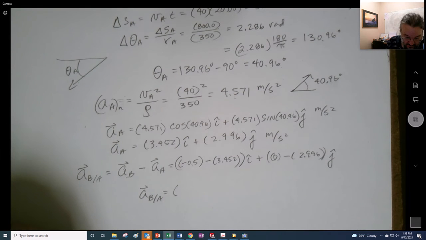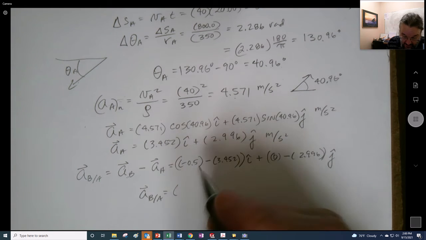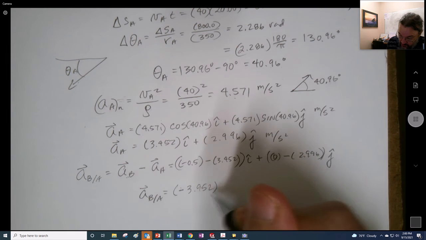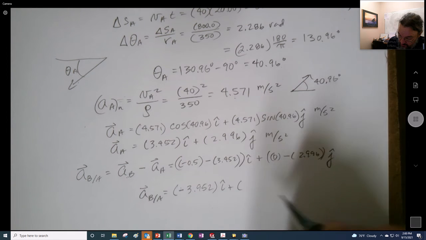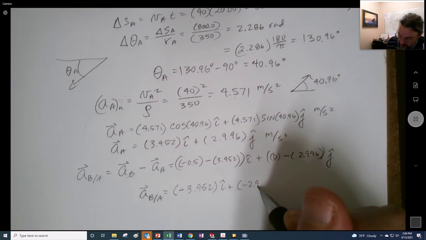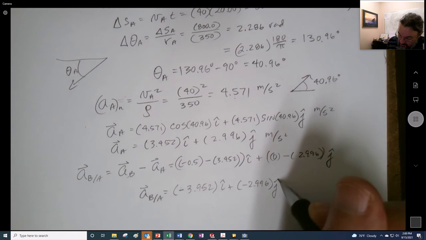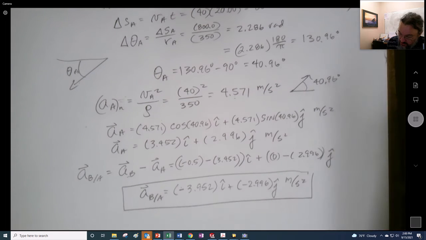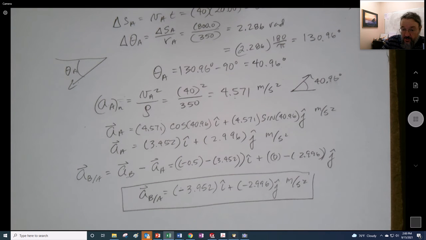So the answer to this one is going to be, do I still have it? So I can take 0.5 and I can just add it to that. So we get negative 3.952 I plus negative 2.996 j meters per second squared. So that was the answer to problem 2.